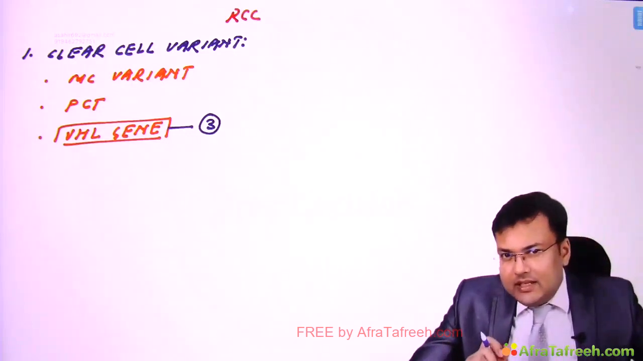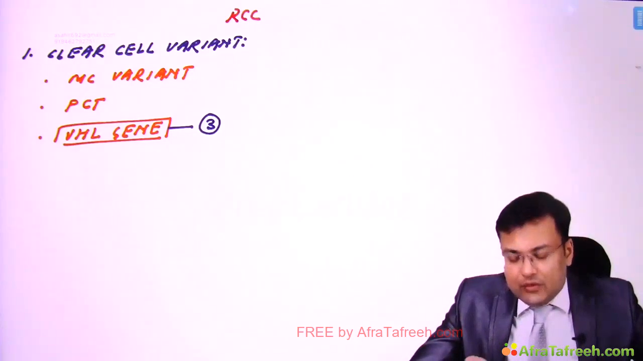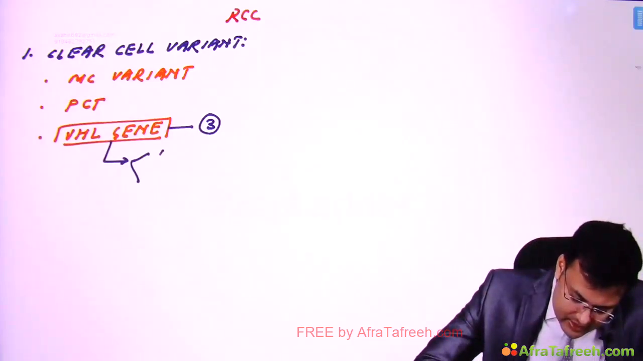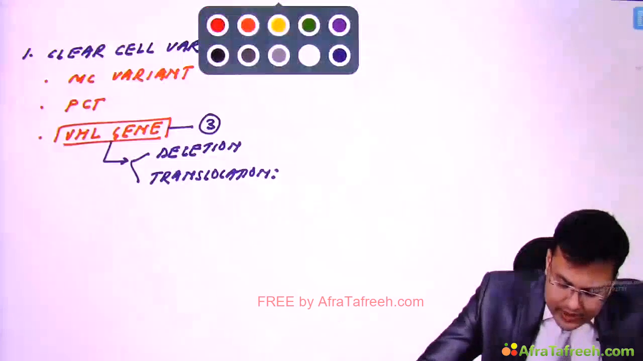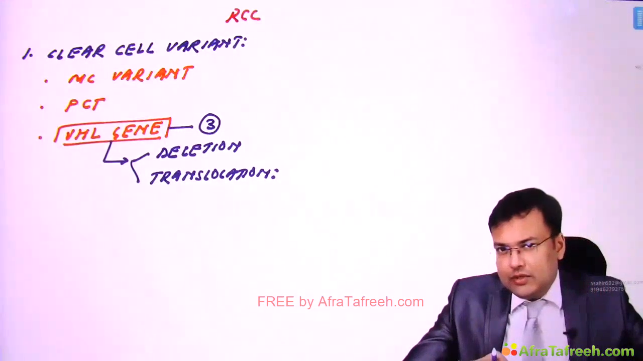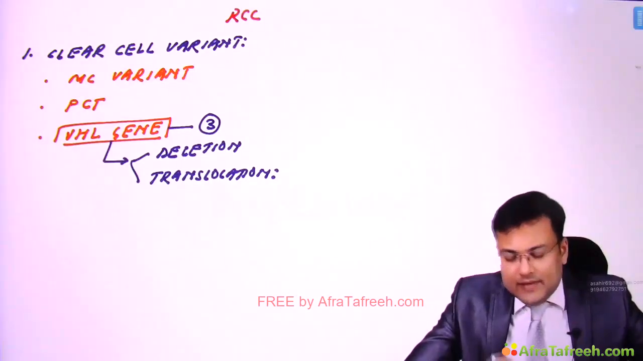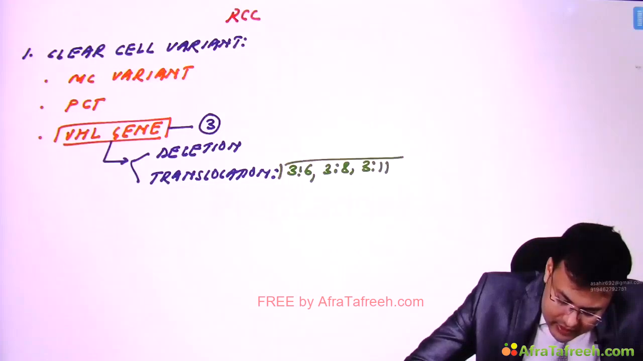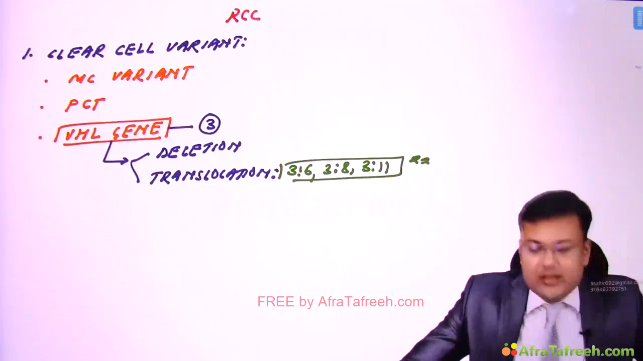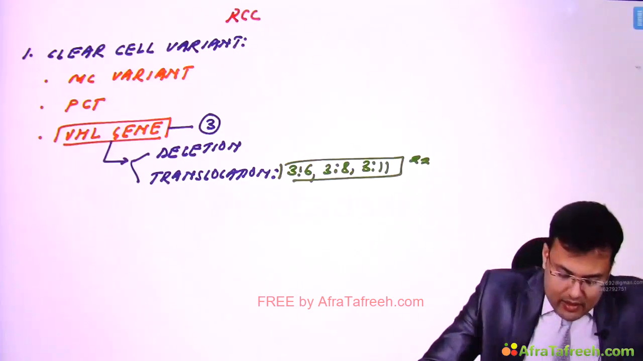In this VHL gene, there are two kinds of processes which are going to occur: one is deletion and second is translocation. You must be knowing that for translocation we need two chromosomes. So one is 3, which is fixed. What is the other chromosome? It's 3;6, 3;8, 3;11. Clear? So it is 3;6, 3;8, 3;11.